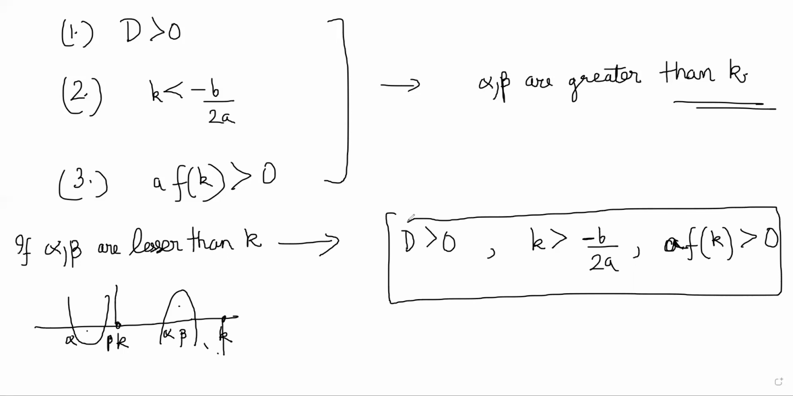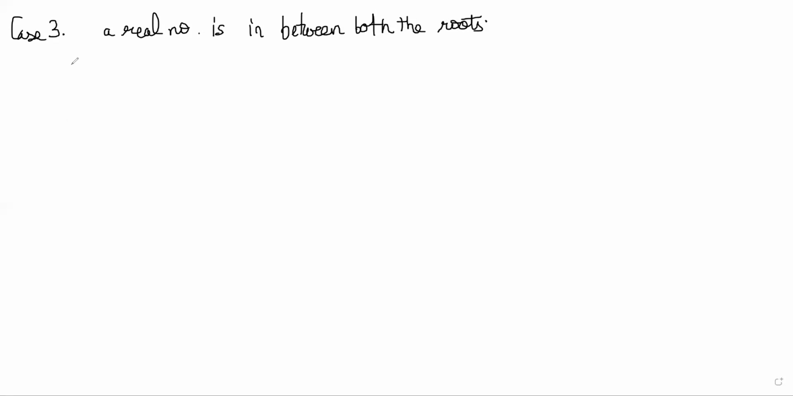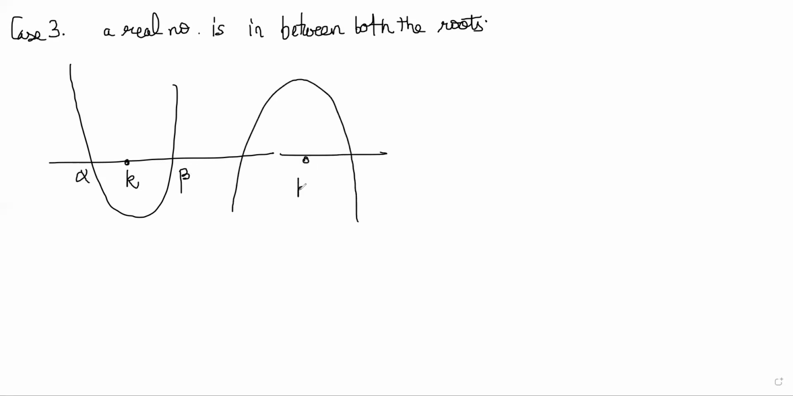Now let's do the condition when a real number is in between two roots, right? Case 3 is when a real number is in between both the roots, correct? So the graph should be somewhat like this, either this where k is a real number here and alpha is here, beta is here, or it could be like this where k is a real number here, alpha is here, beta is here, right?